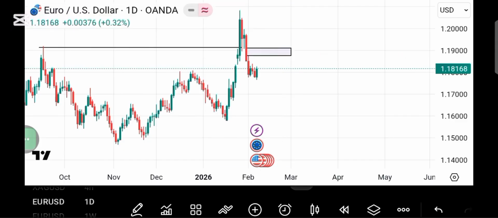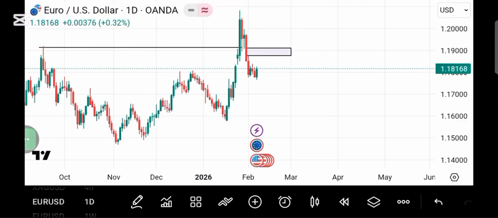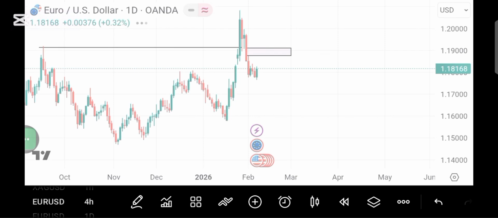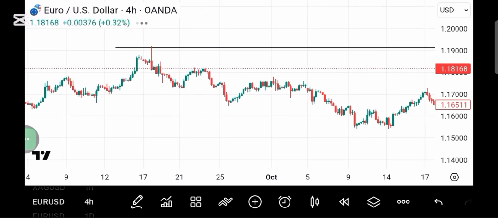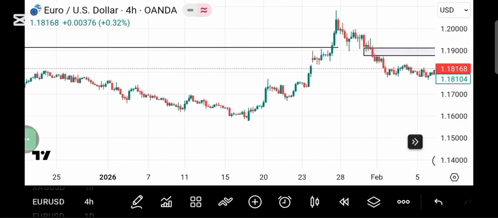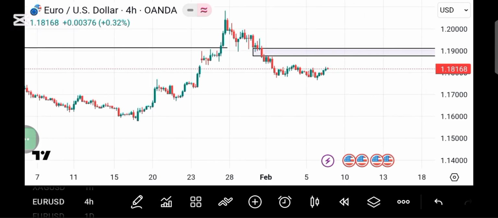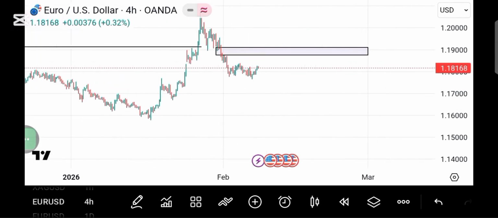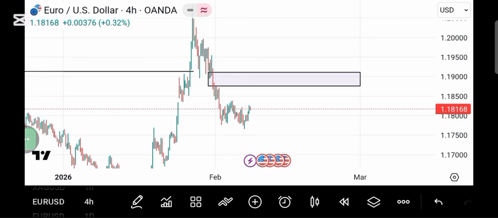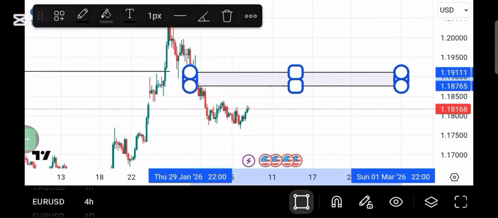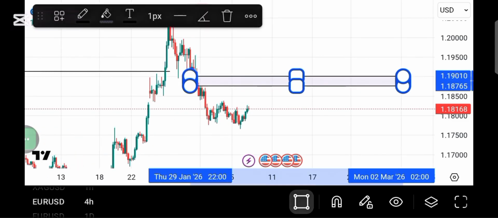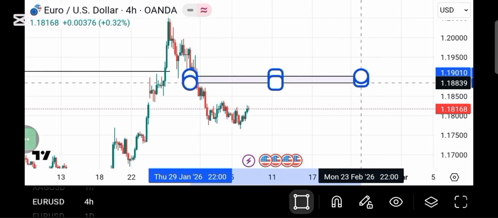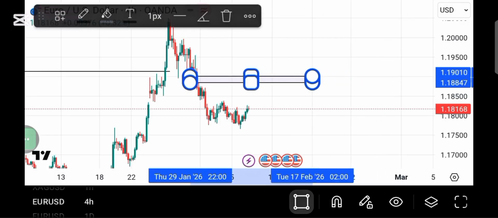I'm expecting price to try to mitigate this bearish fair value gap maybe on Monday, because I'm doing this analysis as of Sunday. So I'm expecting price to trade back to the fair value gap to continue selling, giving us that overall bearish movement based off what we had in the weekly time frame. That's what I'm anticipating here from the 4-hour time frame.